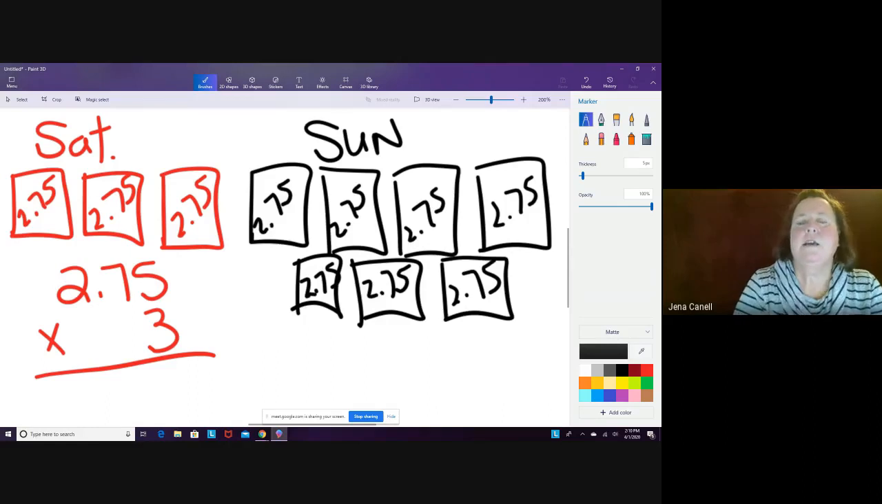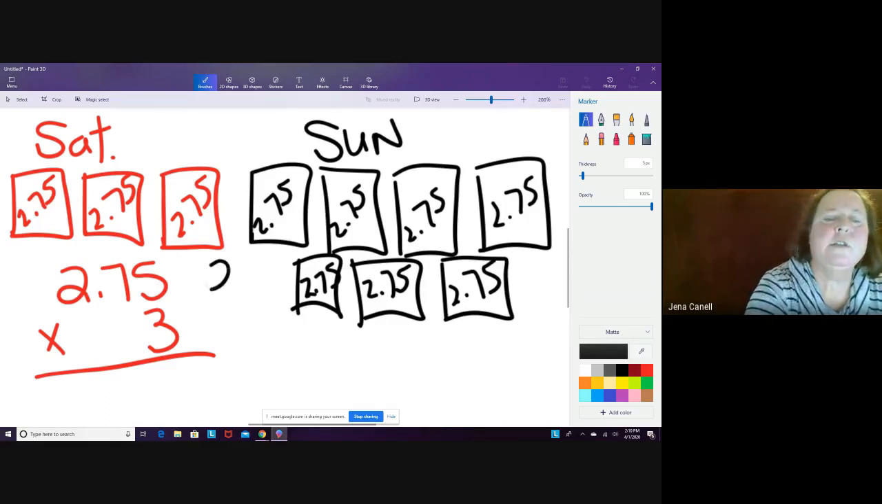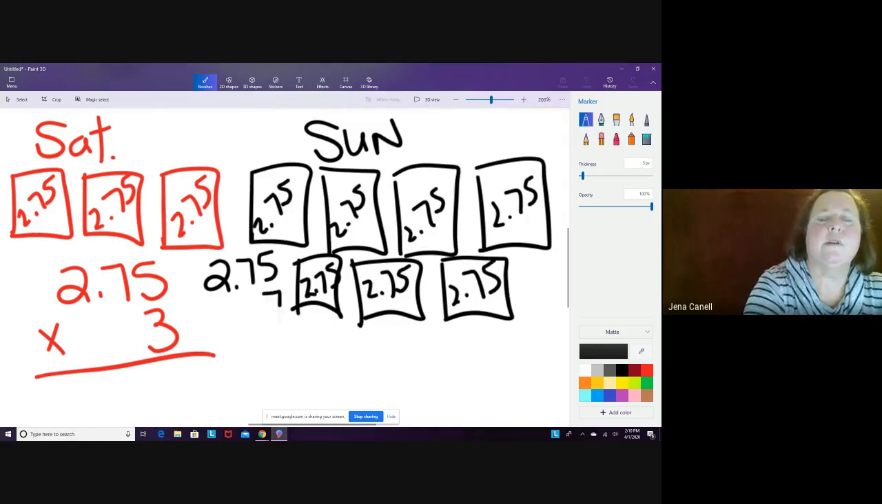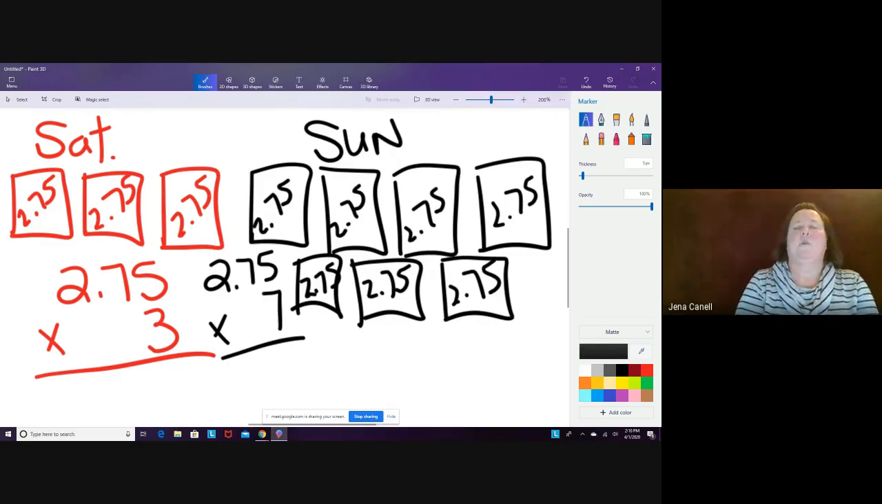For Sunday, he had $2.75 for each book, and he sold 7 books. You're going to multiply those 2. And then I want you to figure out what is going to be the total from there. What do you need to do with the numbers from Saturday and the numbers from Sunday? And then you should be able to select your answer.